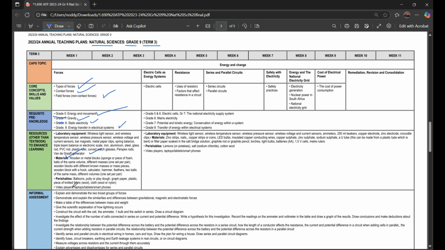Perishables, balloons, putty or Play-Doh, graph paper, plastic, piece of knitted fabric, cloth, which can be wool or nylon, and video players, laptop, tablets, and smartphones.